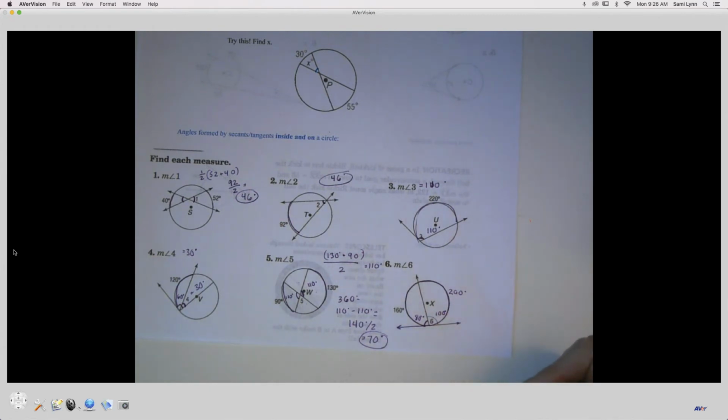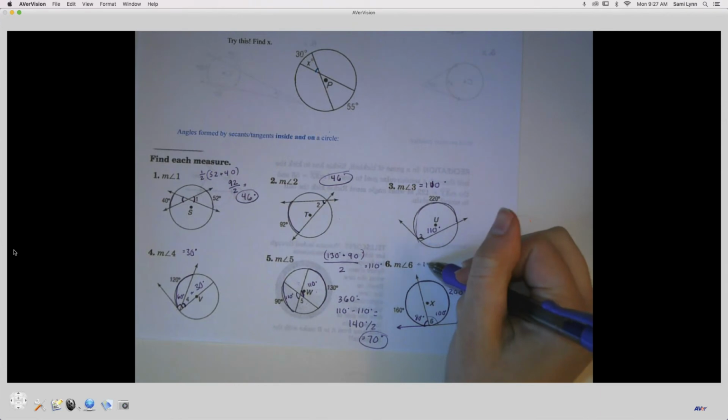But there's another thing that I want you to catch here. I've got this tangent line. And remember, when I have a straight line, I know the angle measure of a straight line is just 180 degrees. So after I found that this is 80, I absolutely know that the measure of angle 6 is just 100 degrees.